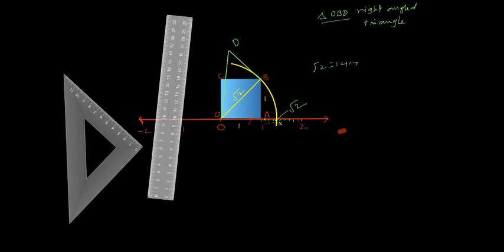Now you take a compass. Already you know what a compass is. With this you draw an arc, taking O as center with OD as radius. This is O as center, OD.